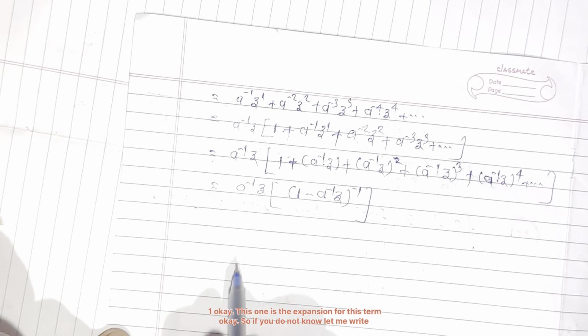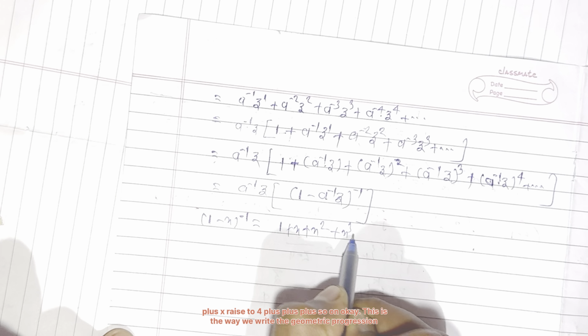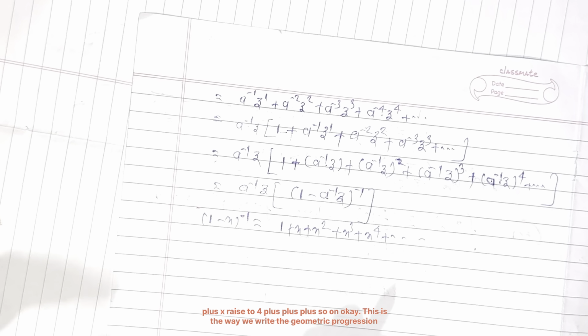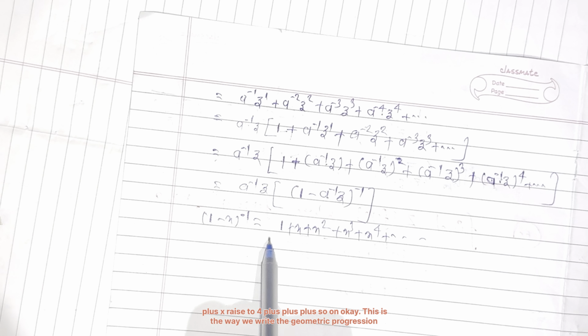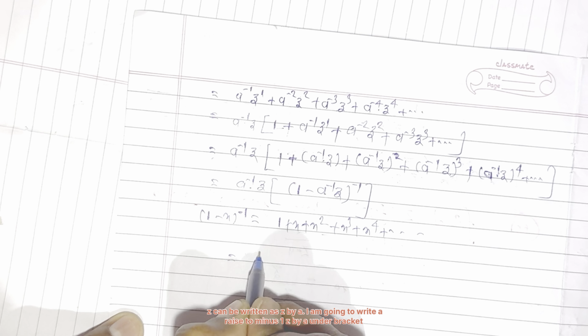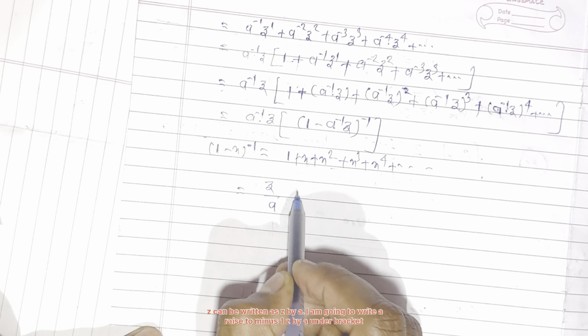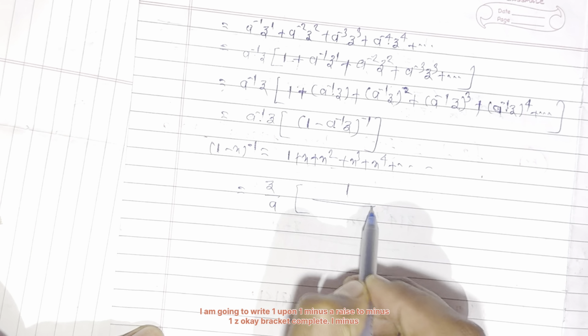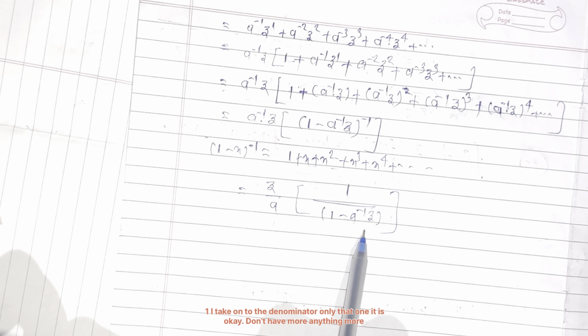So if you don't know, let me write this part. 1 minus x raised to minus 1 can be written as 1 plus x square plus x cube plus x raised to 4 plus so on. This is the way we write a geometric progression for the sum of infinitely many terms. So a raised to minus 1 z can be written as z by a. I'm going to write a raised to minus 1 z as z by a, and under the bracket I'm going to write 1 upon 1 minus a raised to minus 1 z. Bracket complete. Minus 1 I take to the denominator only.